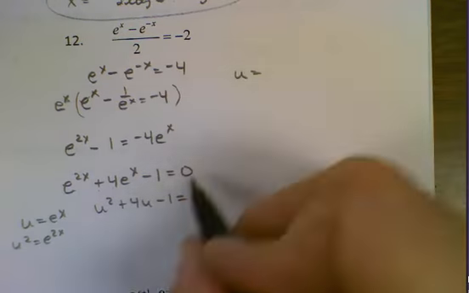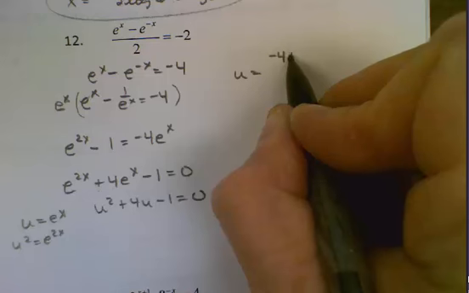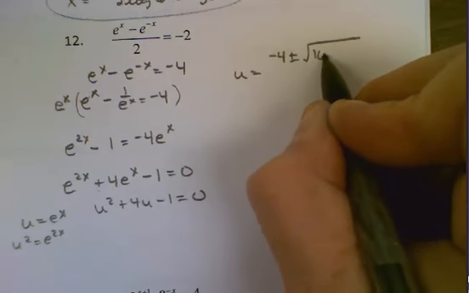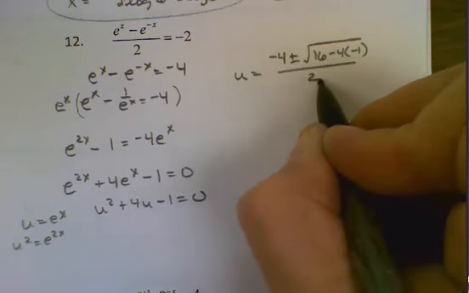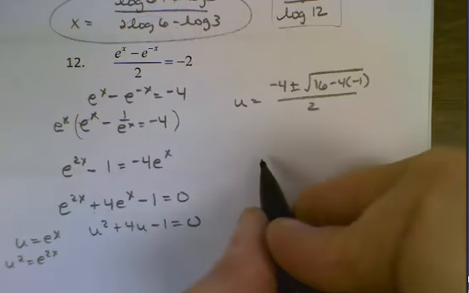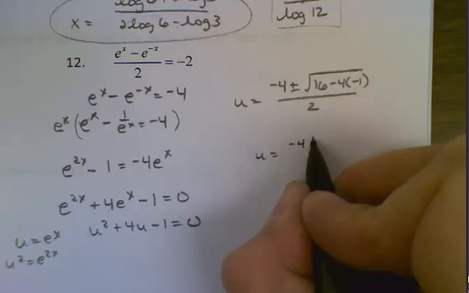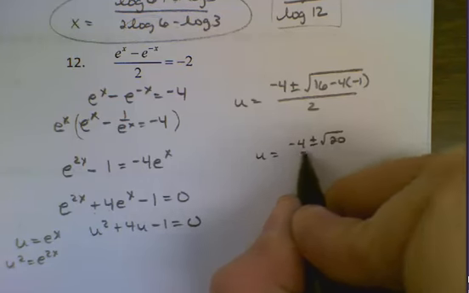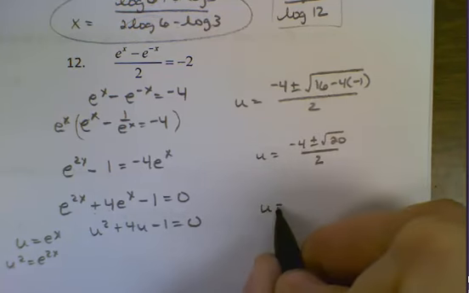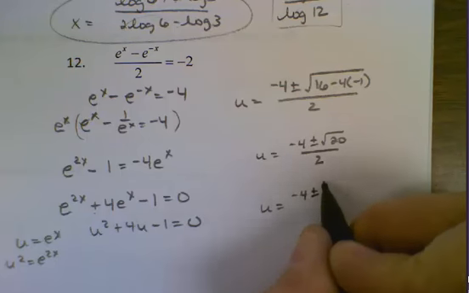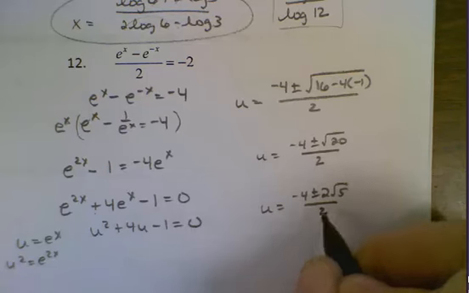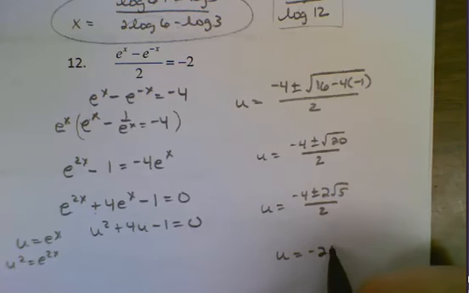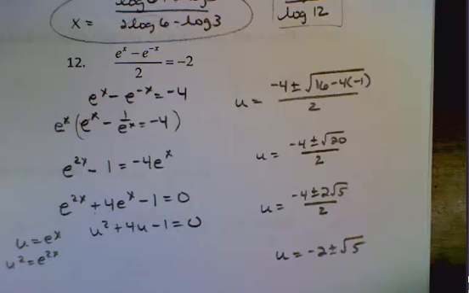We'll start with u. u is going to equal the opposite of b, plus or minus the square root of b squared minus 4 times a times c, all over 2a. So I'm going to get u is equal to negative 4 plus or minus the square root of 20 over 2. u is going to equal negative 4 plus or minus, this is 4 times 5, so 2 radical 5, over 2. So u is equal to negative 2 plus or minus radical 5.